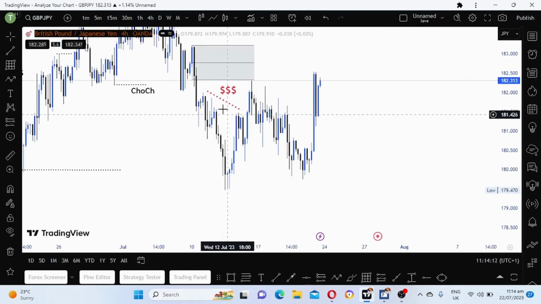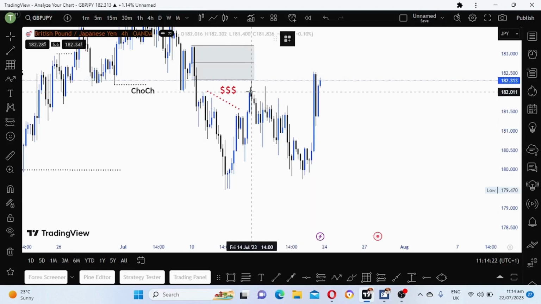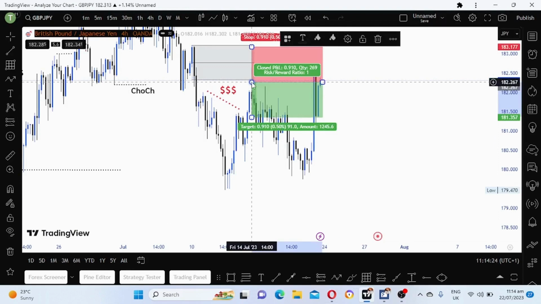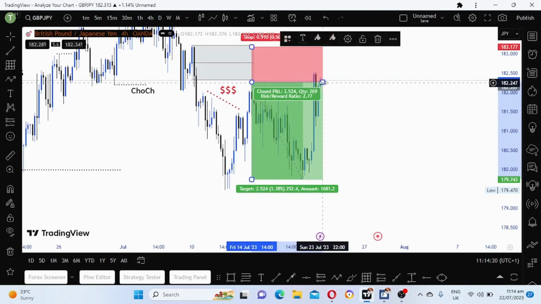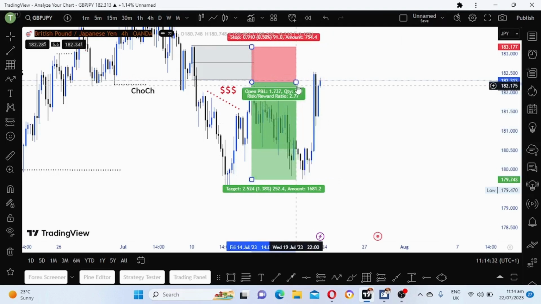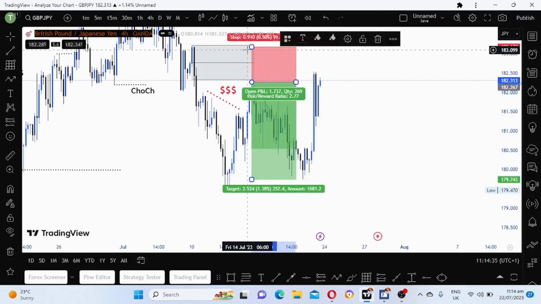As you can see, we had a double top, and then price tapped into this supply zone there. Then that is where I sold. So I sold here, guys, after price tapped into this supply zone. I was only targeting this low. It was a 1 to 2 risk reward ratio, as you can see.